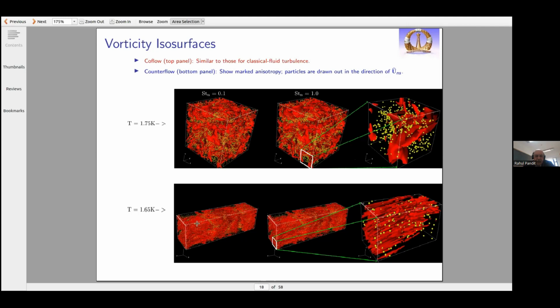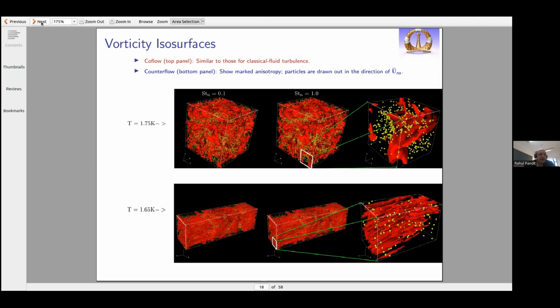But in the case of counterflow, and here I'm showing you a simulation where we have a square cuboid domain so that we allow for the anisotropy, these things get pulled out. You can see that the vorticity isosurfaces get pulled out, and indeed even the particles get pulled out in the direction of U_ns.